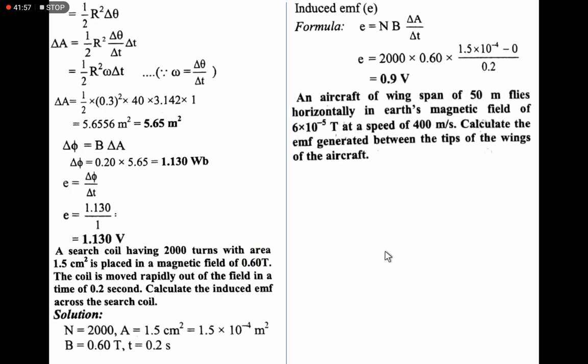Now the next example is an aircraft of wing span of 50 meter flies horizontally in Earth's magnetic field of 6 into 10 to the power minus 5 Tesla at a speed of 400 meter per second. Calculate the EMF generated between the tip of the wings of the aircraft. So propeller means a fan in front of the aeroplane.